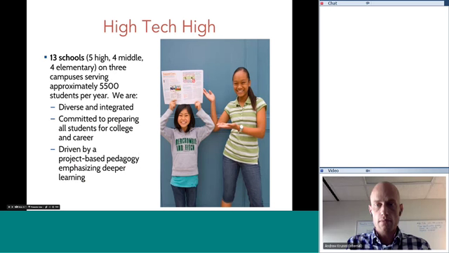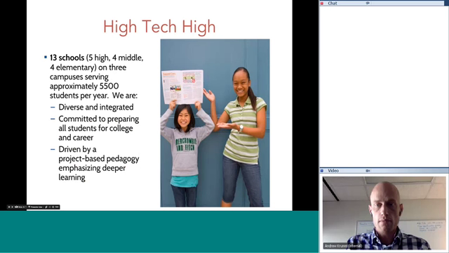So, the improvement problem that High Tech High was working on, well, first of all, just to start, there are 13 schools: 5 high schools, 4 middle schools, and 4 elementary schools on different campuses, all in the Southern California area. They are committed to having a diverse, integrated population. They are driven, importantly, by a project-based pedagogy. If you go in there, you'll see a lot of project-based learning, a lot of students engaging in really authentic projects.